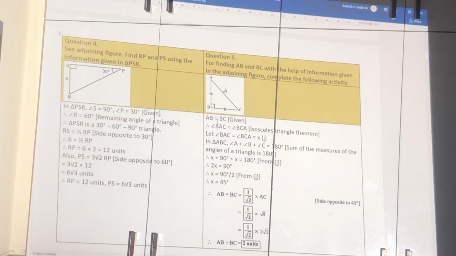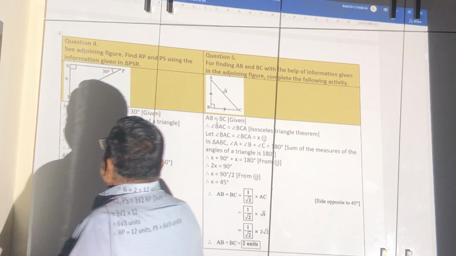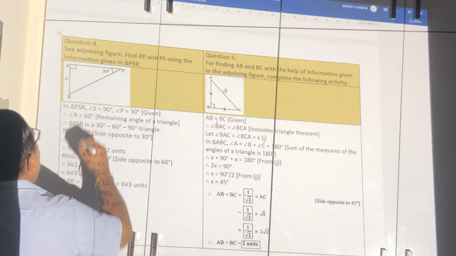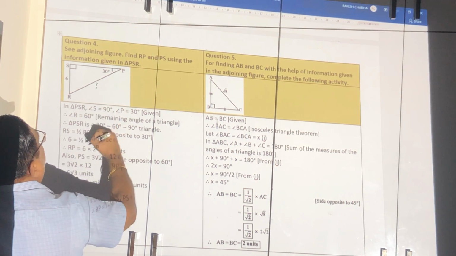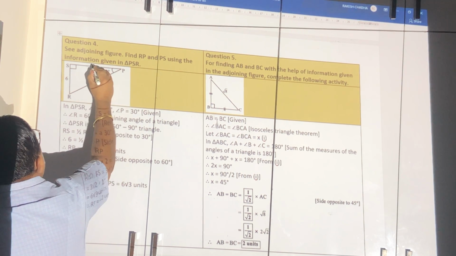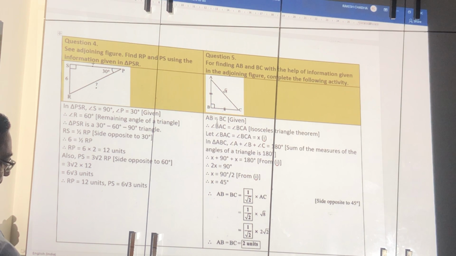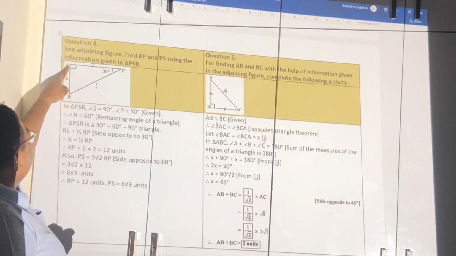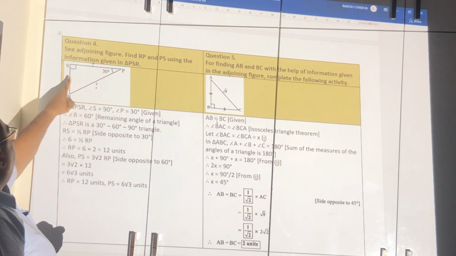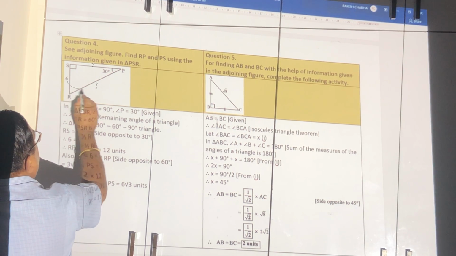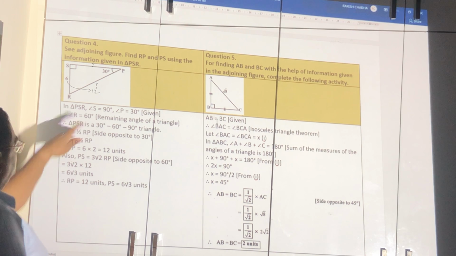Next. In this sum, the diagram is given. Find RP, how much is RP, and find PS, how much is PS. Two sides have to be found using the 30, 60, 90 theorem. Now this is 6. The side opposite 30 is half of the hypotenuse. So this automatically will become 12. Then only it could be half.